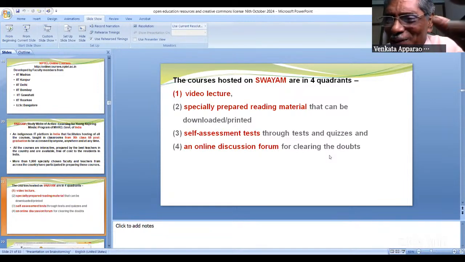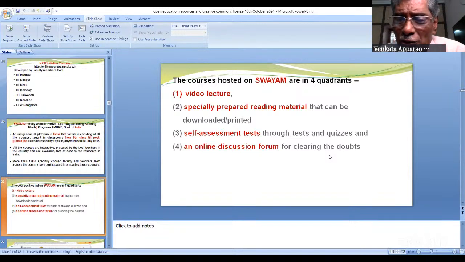If nobody is able to answer the question, the teacher will come into the picture and answer the question. And for several questions, even the teacher knowing the answers, the answers given by the students will be knowledge for the teacher also. The teacher is also one of the learners in the online discussion forum. Right? It's a very excellent model for preparing MOOCs, for preparing online courses. Swayam courses are the best models.